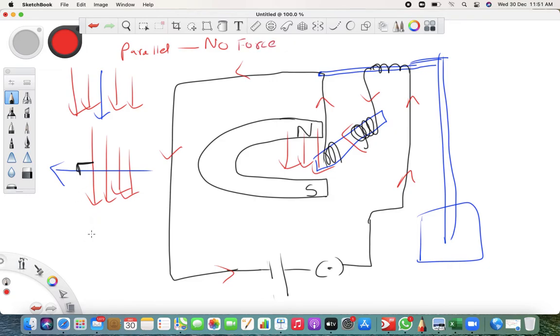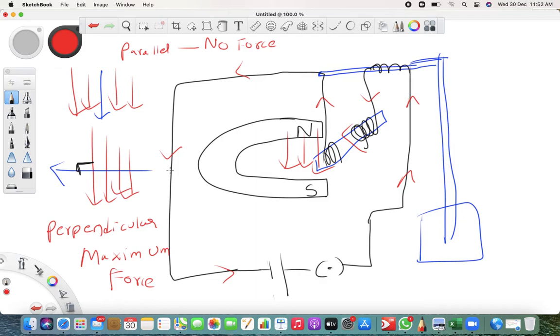But when they are perpendicular, what is perpendicular? The magnetic field due to the current carrying wire and the magnetic field of the permanent magnet, when they are perpendicular, then the maximum force is exerted. So basically at a 90-degree angle we have maximum force, and as the angle decreases, 80, 70, 60, 50, 40, the force also decreases, and when they are parallel the force becomes 0.